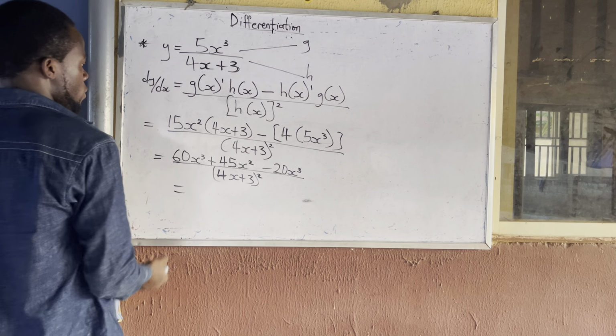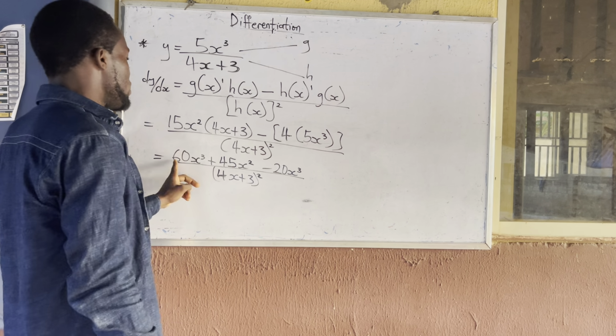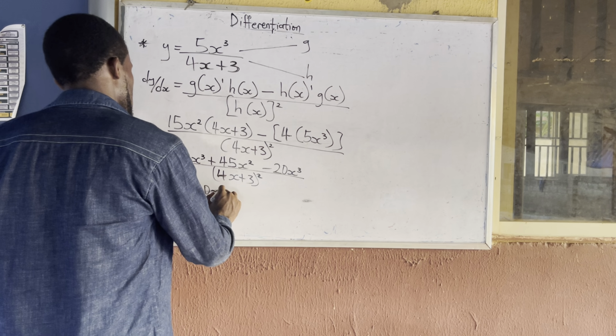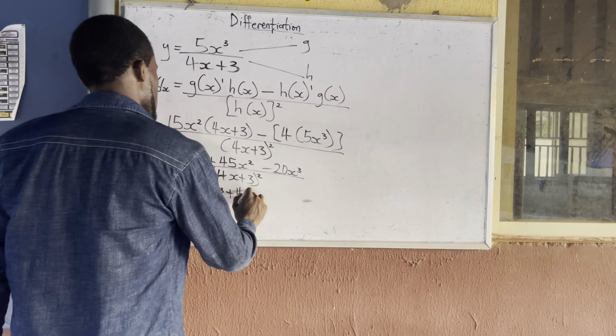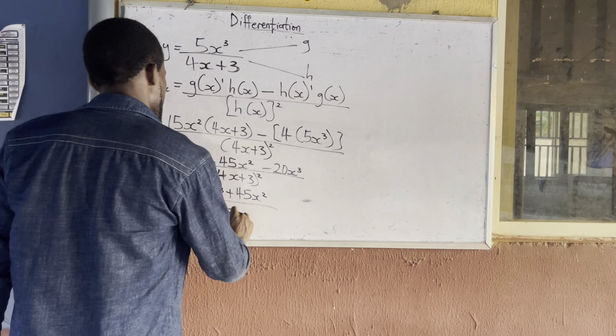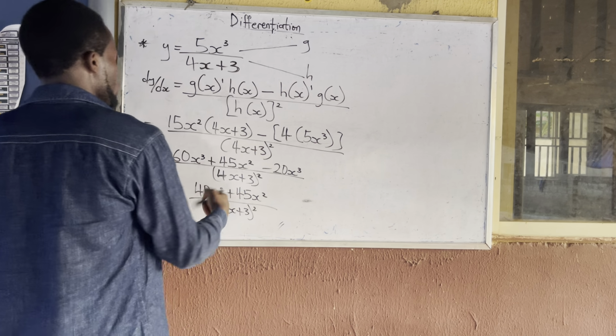So if you look, this is x raised to power 3, this is x raised to power 3, so you can subtract 60 minus 20, that will give us 40x raised to power 3 plus 45x square, over 4x plus 3 all square. So this is our answer. Or you put this to the front.